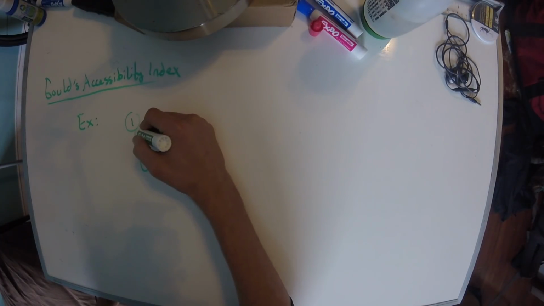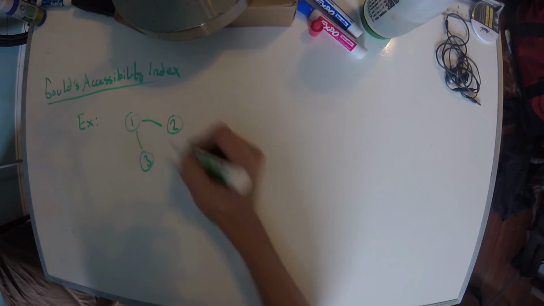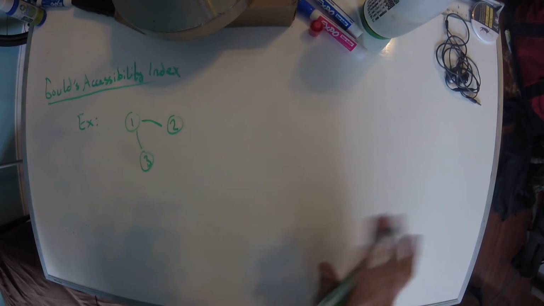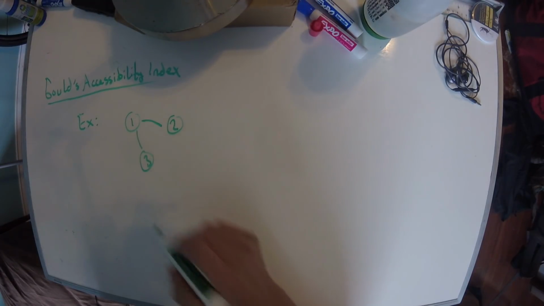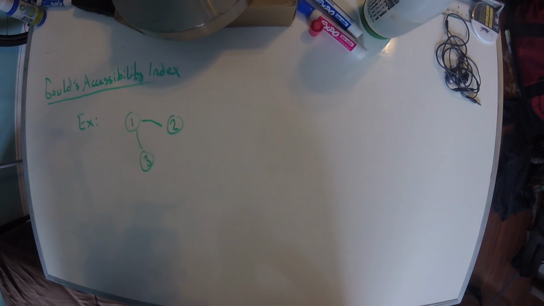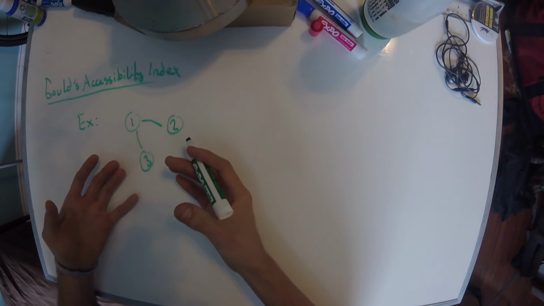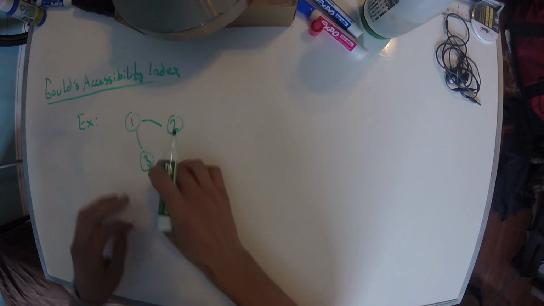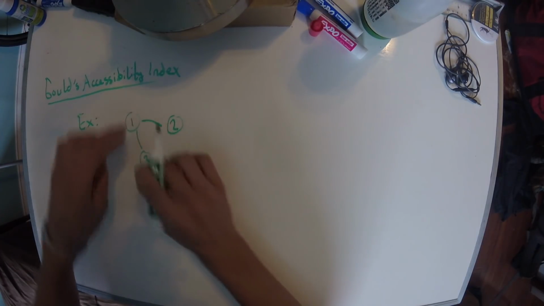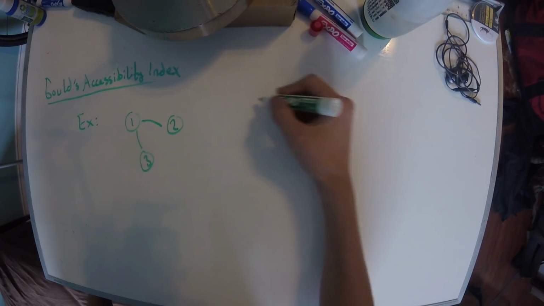But let's say that there's only a road from 1 to 3 and 1 to 2, and vice versa. It's undirected. But there's no road from 2 to 3. And we want to quantify the general accessibility of this network as well as the individual relative accessibilities of each of the nodes. So here's how to do that. We're going to first make our adjacency matrix.